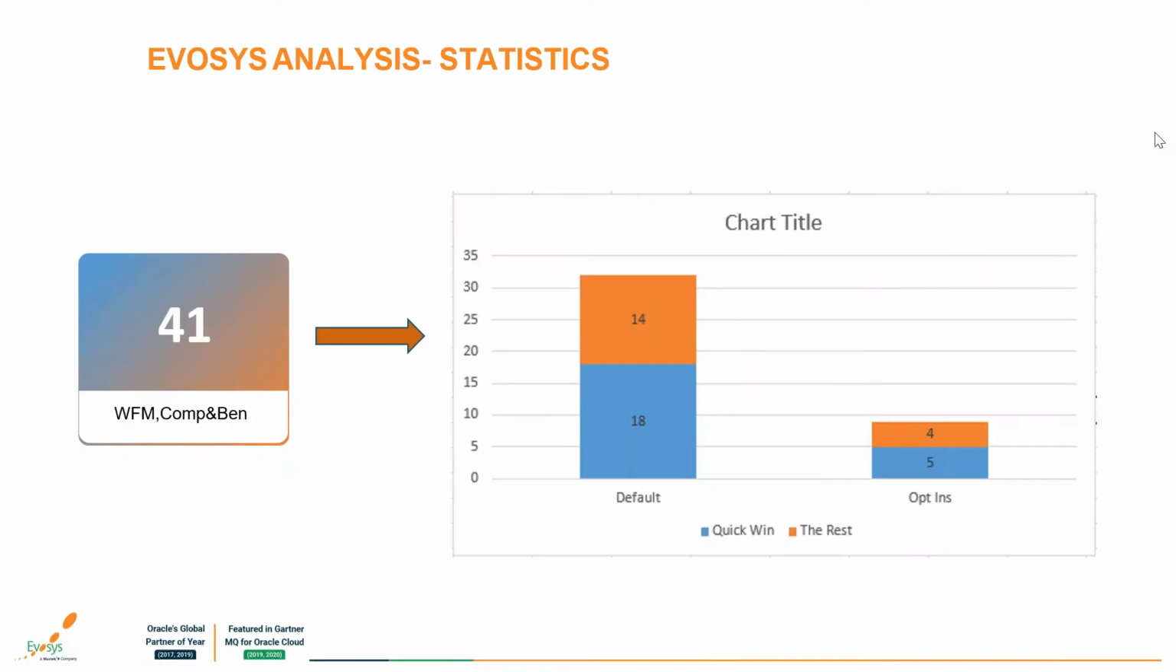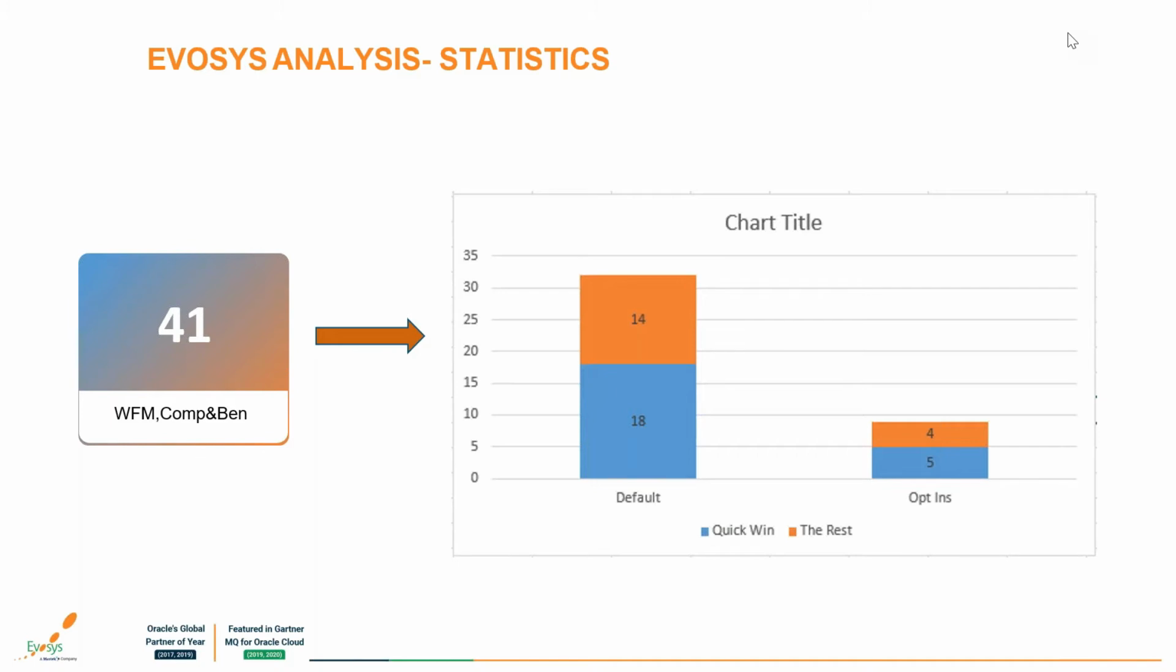So as you can see, we have put together a dashboard. Overall, 41 features were released in the 21B quarterly update for compensation and benefits. Out of those 41, 23 are quick wins and 18 are opt-ins. Quick wins are features which require little or no configuration in the system. And opt-ins are those features which require a significant amount of time for configuration based on the requirement of your organization. So the main highlight of this webinar is going to be the quick wins.